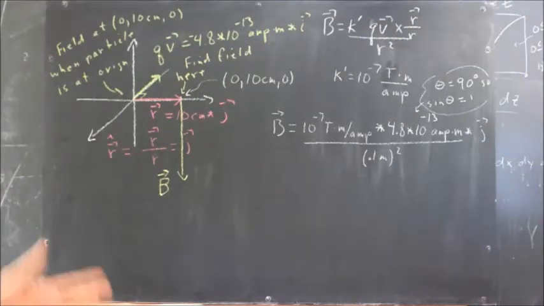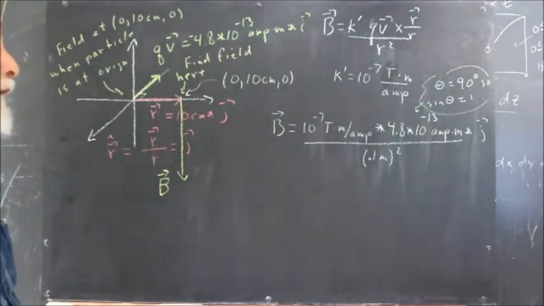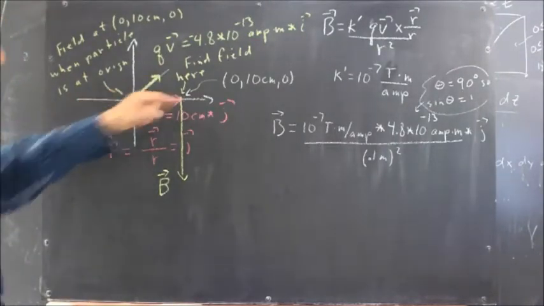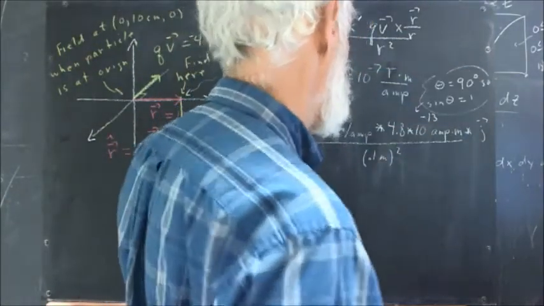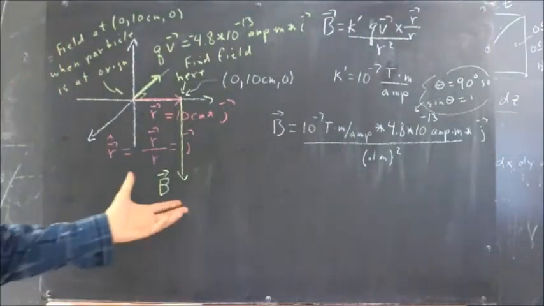Okay, first of all, calculating the magnetic field here. It's a fairly simple calculation because, as we observed, the QV is perpendicular to the R vector, so the sine of theta is just 1. Theta is 90 degrees, sine theta is 1. So we just plug things in.